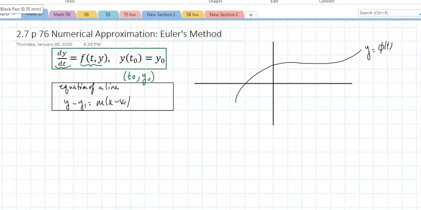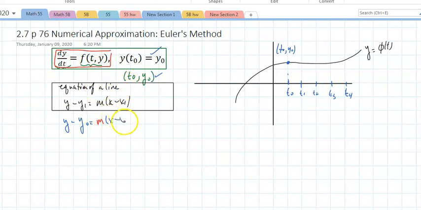So what we do is take this interval and let that be t sub 0, t sub 1, t sub 2, t sub 3, and the list goes on, t sub 4. And we take t sub 0, y sub 0. That's the initial point given. That's this point right there. If you take that point, you're looking at y minus y naught equals m, and remember what we're going to use as a derivative. That is m times x minus x naught.